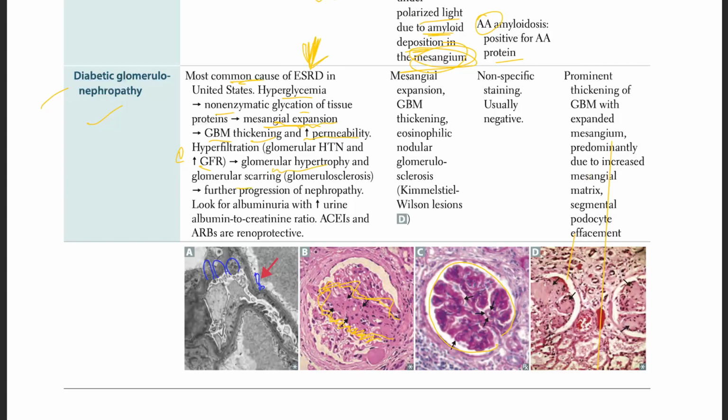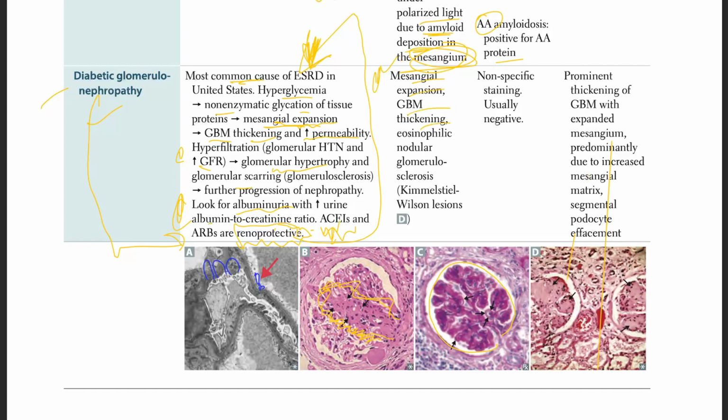Further, a progression of nephropathy. What do we look for? Look for albuminuria with an increase in urine albumin to creatinine ratio. ACE inhibitors and ARBs are renoprotective. So in diabetics, if you give ACE inhibitors or ARBs, they are going to protect that patient from developing ESRD because these are renoprotective.